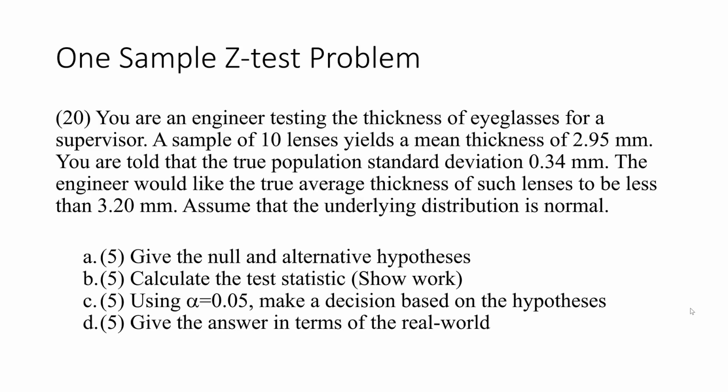So here, if we go back to the question, part D said give the answer in terms of the real world. Recall that we rejected the null in favor of the alternative. And if we go back to the question, it says the engineer would like the true average thickness of such lenses to be less than 3.2. We use that to create the alternative, and we concluded in favor of the alternative. So your answer in terms of the real world would be that there is indeed enough evidence to conclude that the true average thickness of such lenses is less than 3.2.